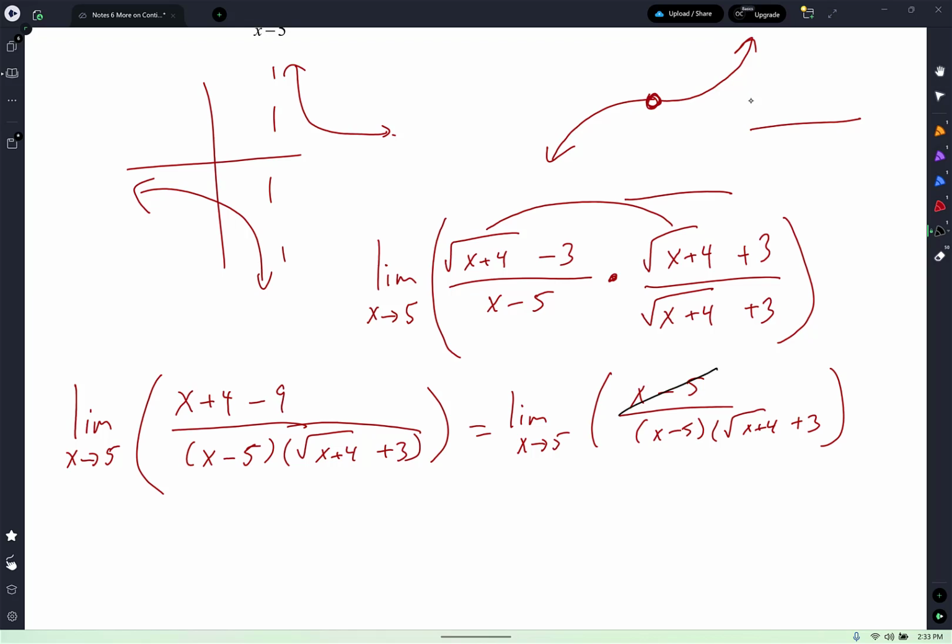Yeah, the x minus 5 cancel. Bam, out. Now I can do direct substitution. 5 plus 4 is 9. The square root of 9 is 3, and 3 plus 3 is?